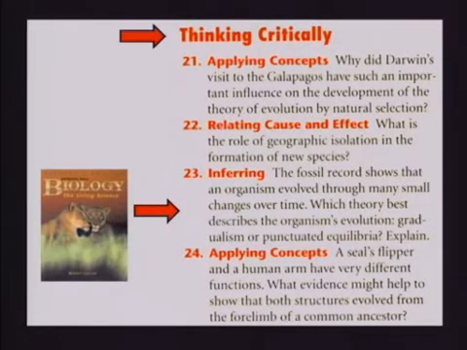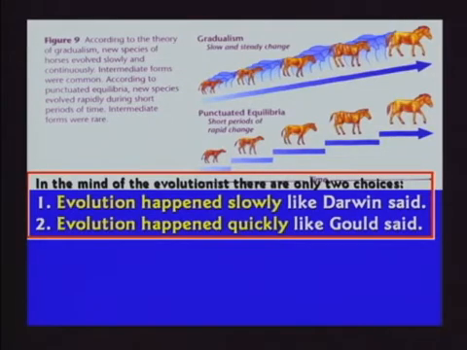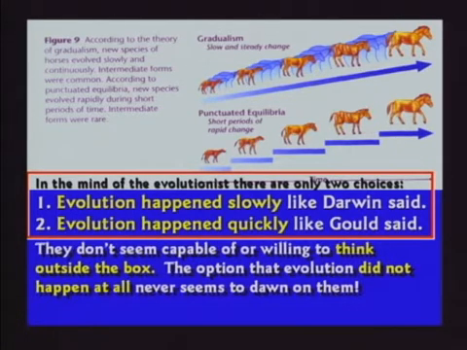They tell the kids to think critically. Boys and girls, the fossil record shows that an organism evolved through many small changes over time. That's a lie, by the way. Which theory best describes organisms' evolution? Gradualism or punctuated equilibria? How do you think it happened, boys and girls? Was it slow changes like Darwin said, or was it jumps like Stephen Gould said? In their mind, there's only two choices. Evolution happened slowly or evolution happened quickly. They do not seem to be capable of thinking outside the box. It didn't happen at all. God created the different kinds.